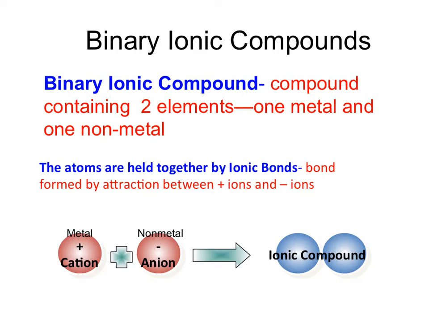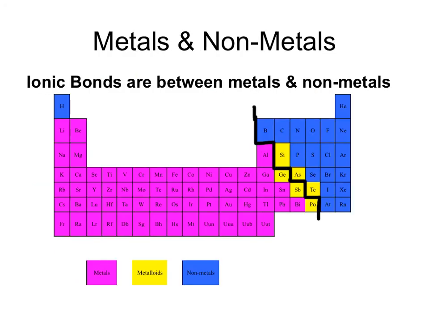The word binary means two, and so we're looking at a compound that's going to contain two elements. An ionic compound contains a metal and a nonmetal, and the metal and the nonmetal are going to be held together by ionic bonds. Remember that metals form cations, which are positively charged, and nonmetals form anions, which are negatively charged, and the positive and negative attraction is very strong and holds the two ions very close together, thus forming an ionic bond.